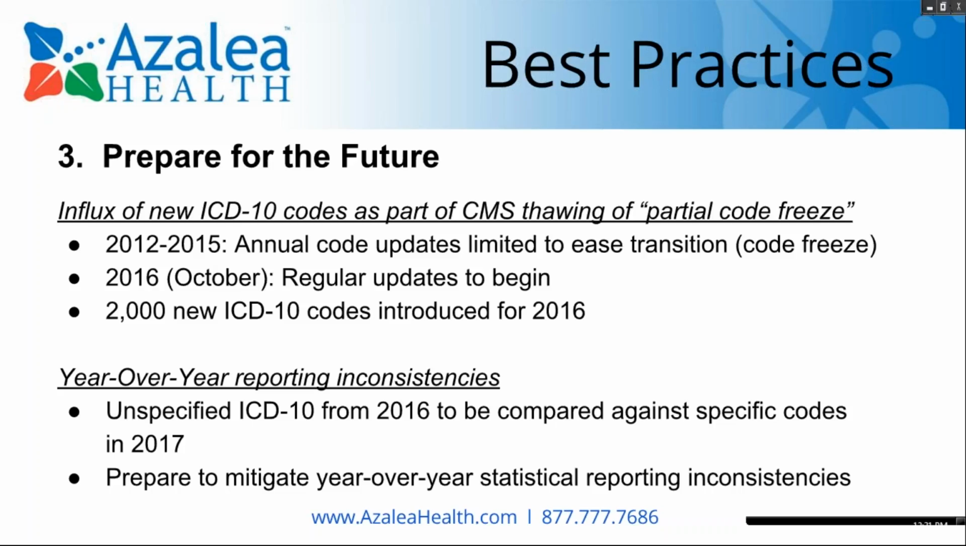I think usually about 2 years. There's usually a 2-year gap in how that works. So depending on how you score or how you do in 2017, it's going to affect your reimbursement in 2019. So you have to keep that in mind. And then you have to be prepared to be consistent with your coding to mitigate year-over-year statistical reporting inconsistencies. And we're going to touch on that here in a second when we talk about how ICD-10 affects your MIPS and future reimbursements.